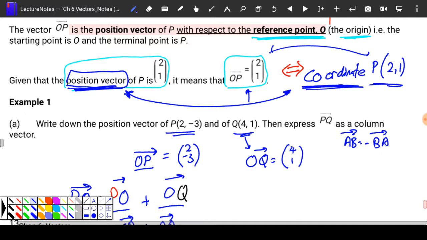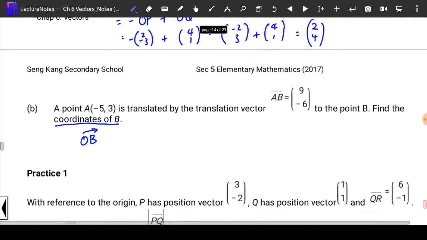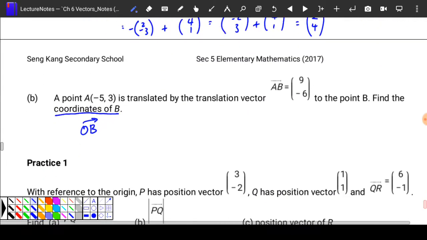The question says, what is the coordinate of B? That means I'm asking you, what is the position vector of OB? Because when I know OB, do I know B? It's a direct relationship. So if I say OB is 2, 1, what is coordinate B? 2, 1. If I say OB is 3, 5, then this is 3, 5. So I know I need to find OB.